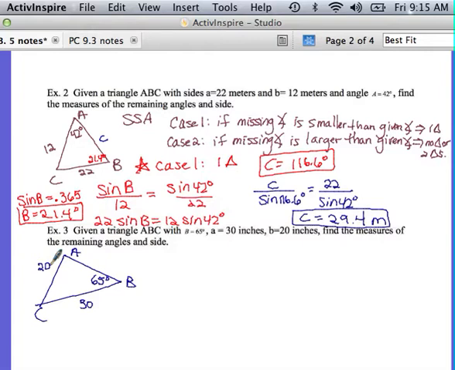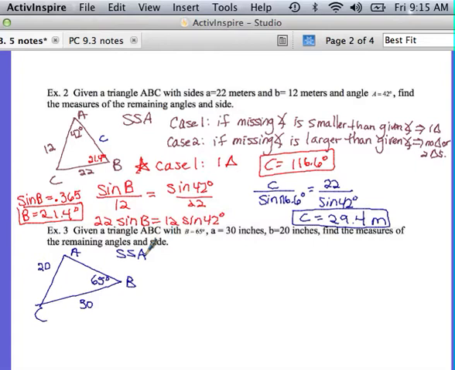Next, determine what type of triangle. Do you have side, side, side, side, angle, angle, side? In this case, we have side, side, angle. So this is the donkey. All the other cases, you get one triangle, no worries. But when you have the donkey, you've got to be concerned.